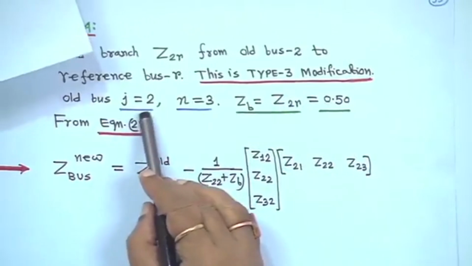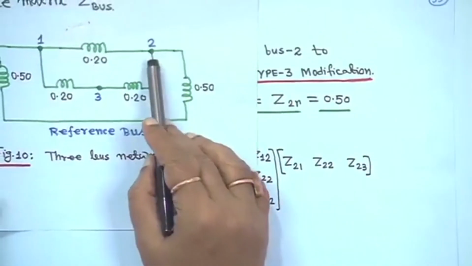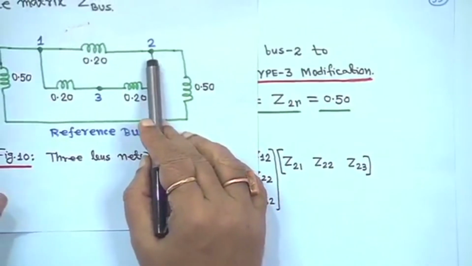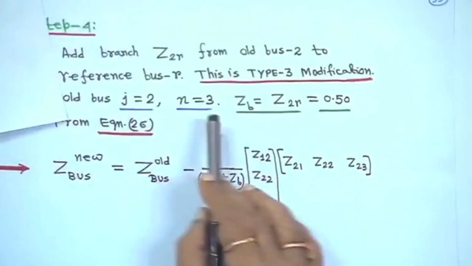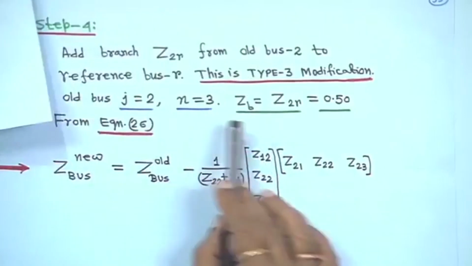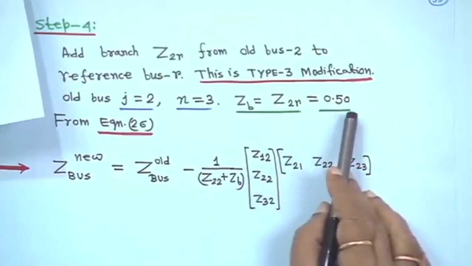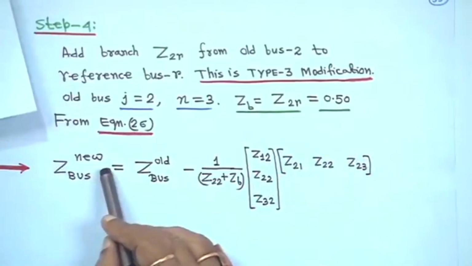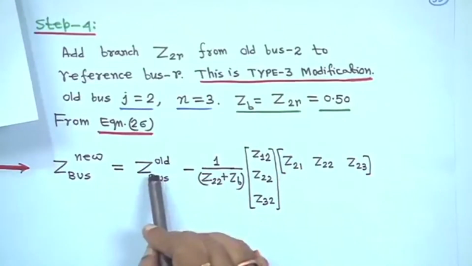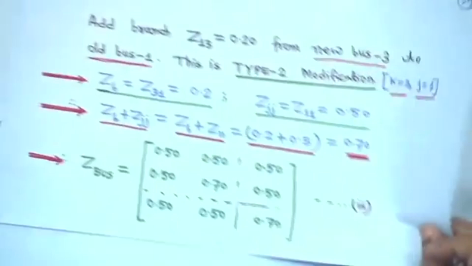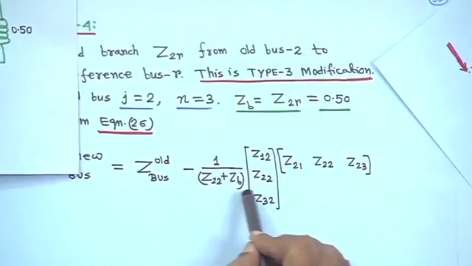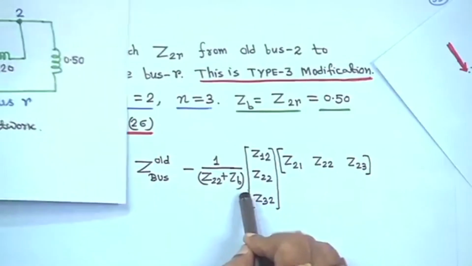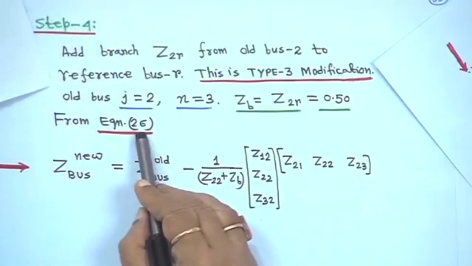In this case, old bus j is equal to 2, because that bus is already considered, so it will never be a new bus; it is an old bus. So j is equal to 2 and n is equal to 3, and Zb is equal to Z2R, that is 0.5. So Z bus new is equal to Z bus old, meaning the step 3 calculation, minus 1 upon Z22 plus Zb, as per equation 26.